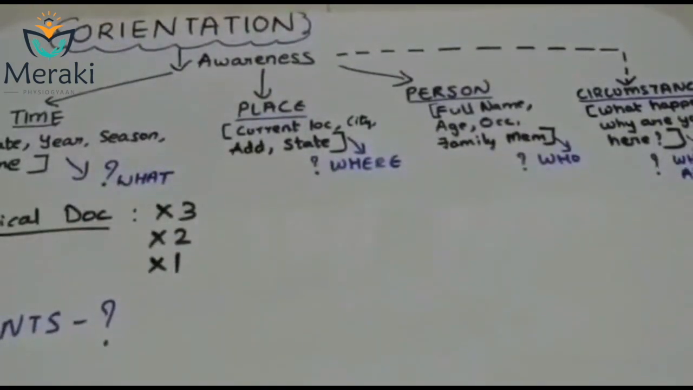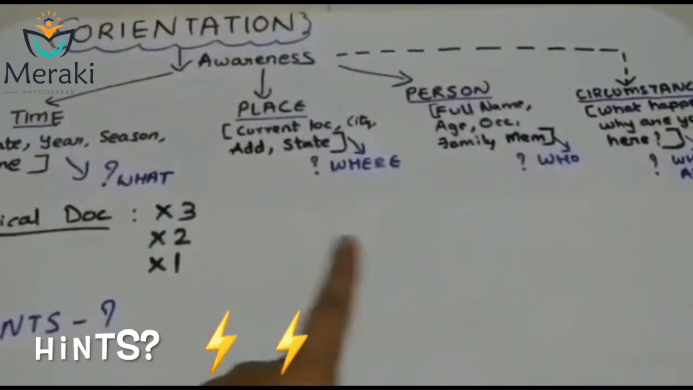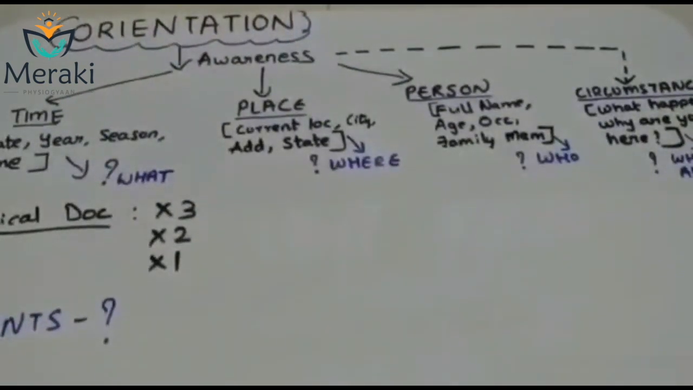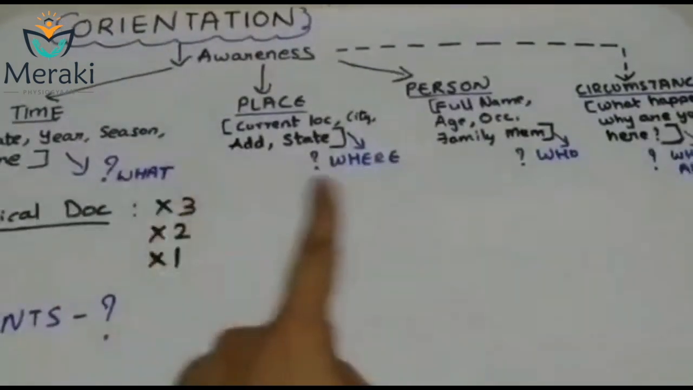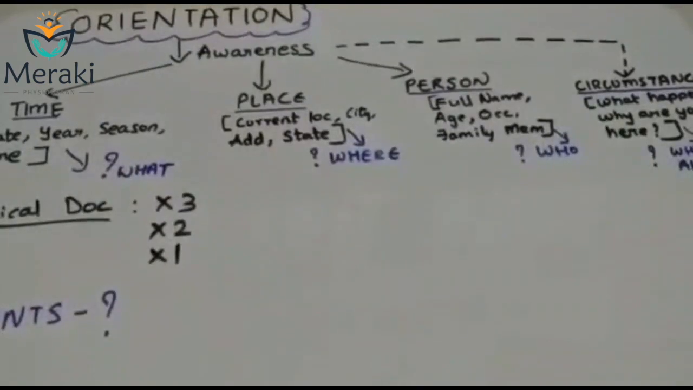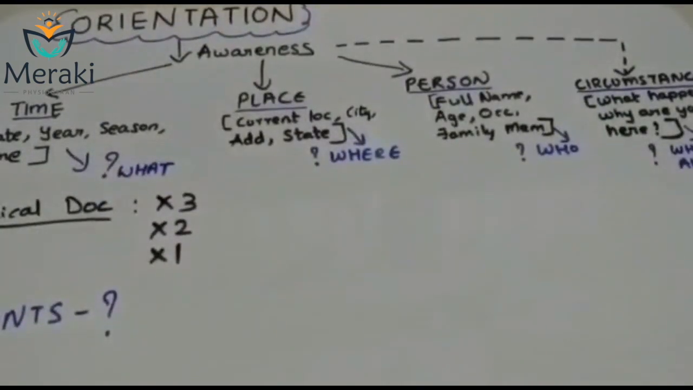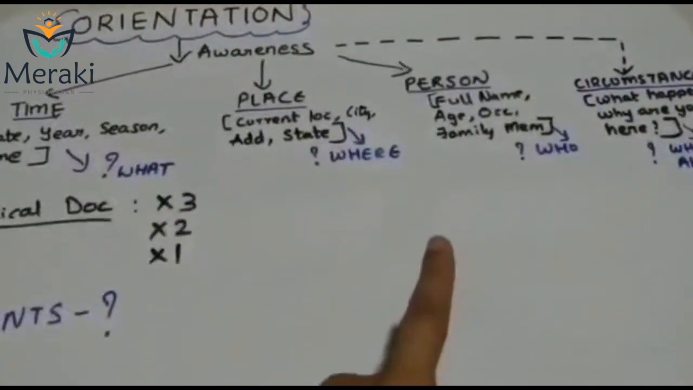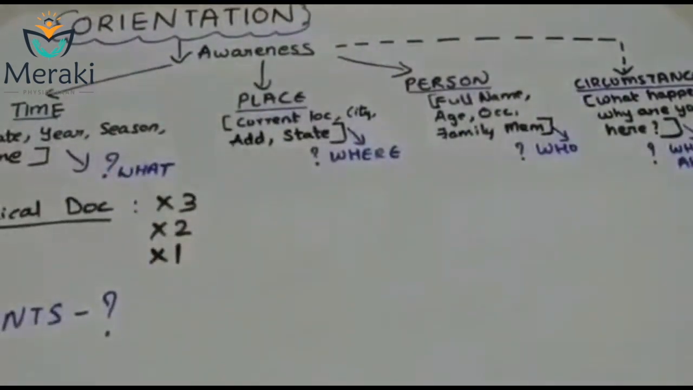So you do not actually have to separately check orientation. The hint to finish it quickly is that with your history you will get a lot of these answers. If not, in your GCS, remember during the verbal response, the first one was oriented verbal response. That's when you can question all of these and finish it.